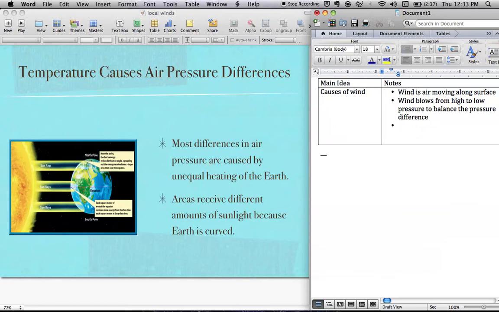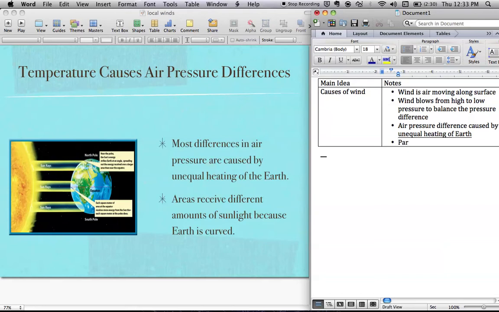Most differences in air pressure are caused by the unequal heating of the Earth. So, air pressure differences caused by unequal heating of the Earth. I'm going to underline that. This is a key phrase. It's really important. All right, unequal heating of the Earth. That means parts of the Earth get more heat than others.